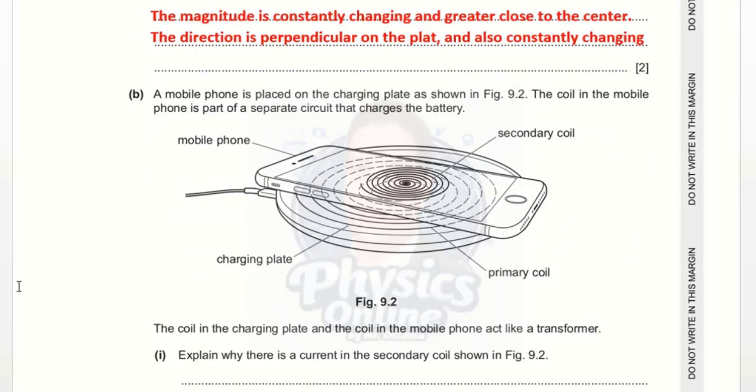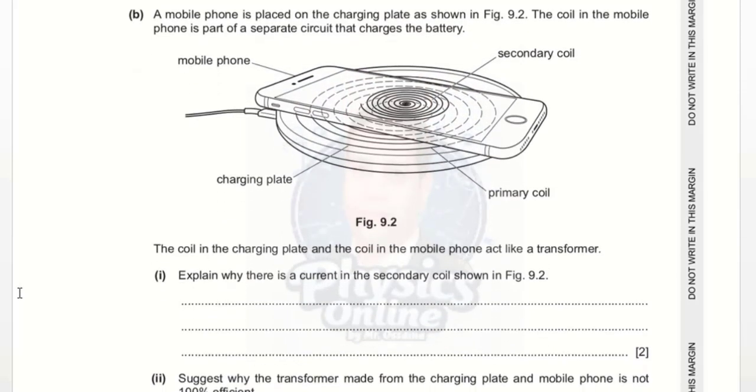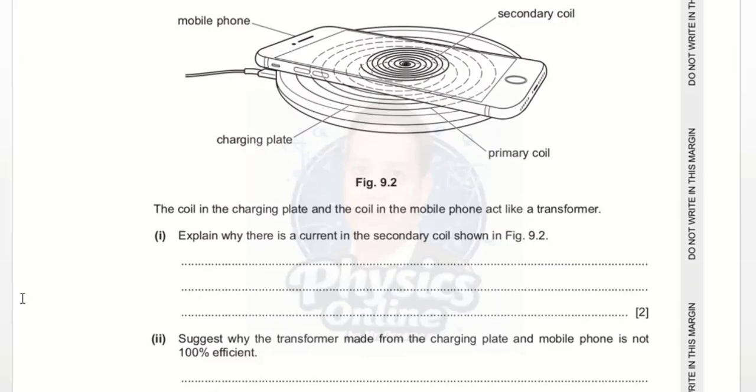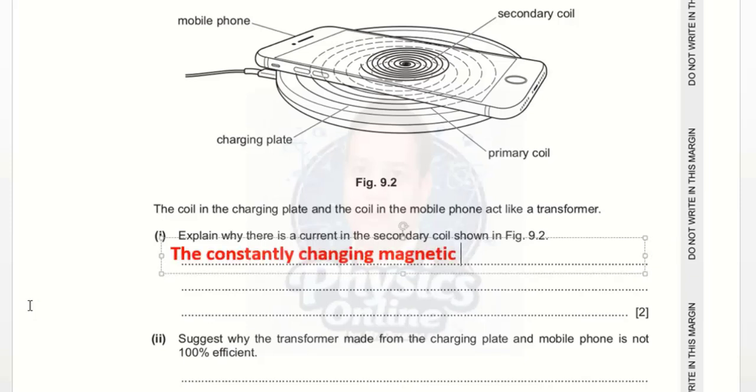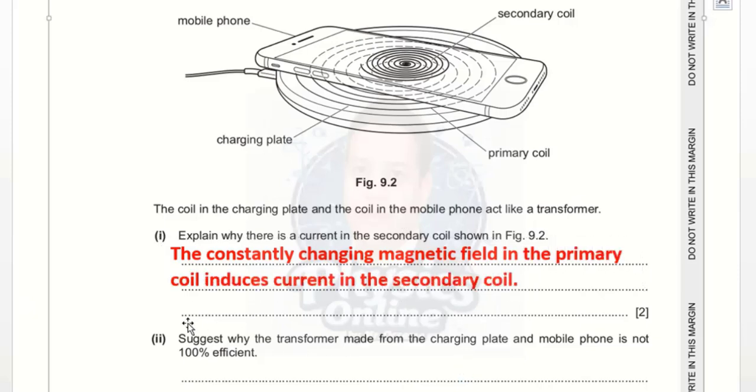A mobile phone is placed on the charging plate as shown in figure 9.2. The coil in the mobile phone is part of a separate circuit that charges the battery. The coil in the charging plate and the coil in the mobile phone act like a transformer. Explain why there is a current in the secondary coil. Why is there a current? Because the constantly changing field in the primary coil induces current in the secondary coil.